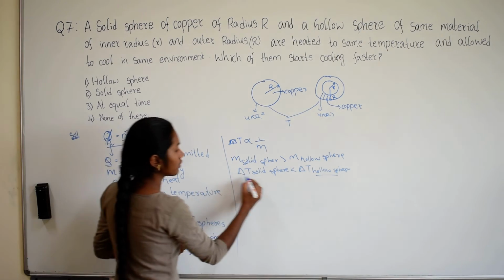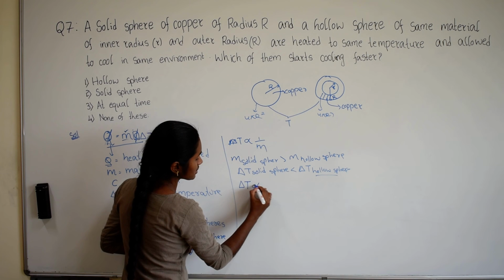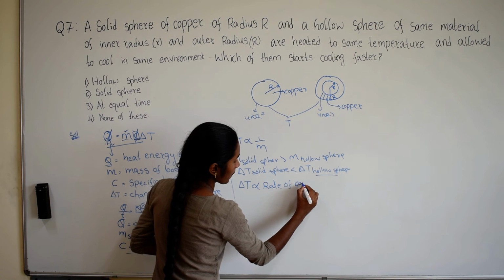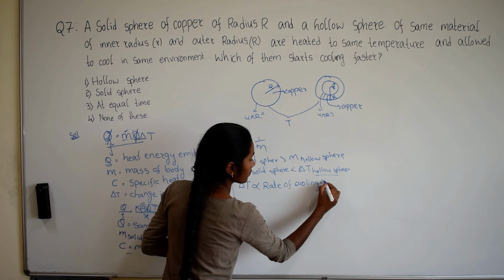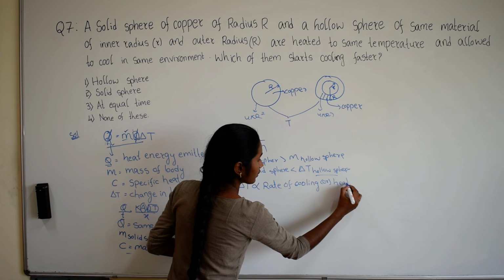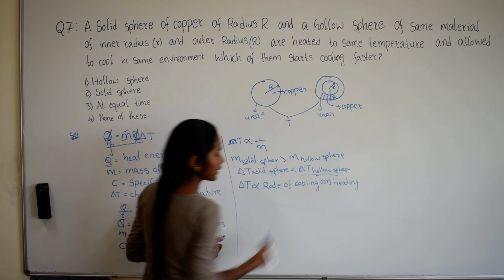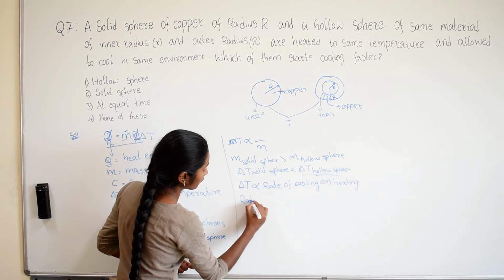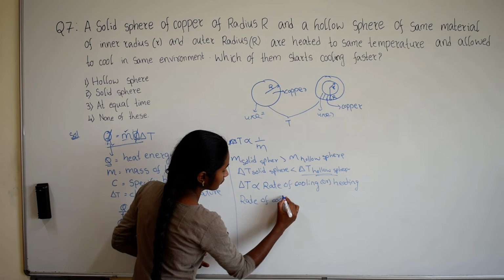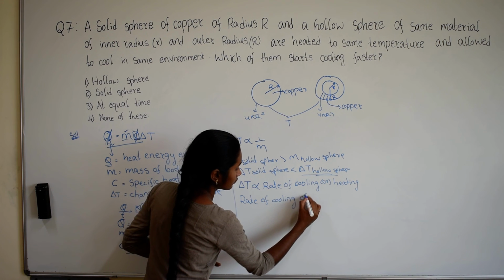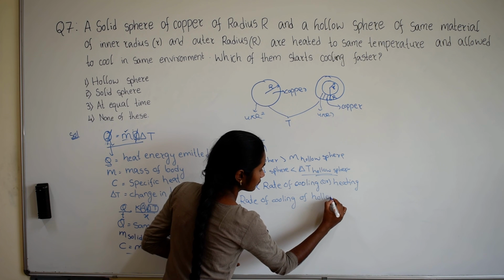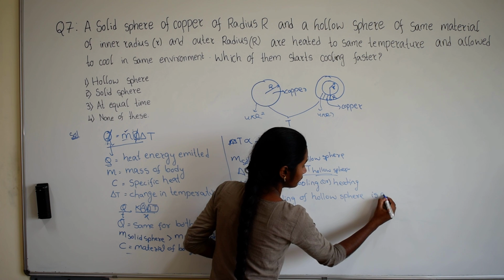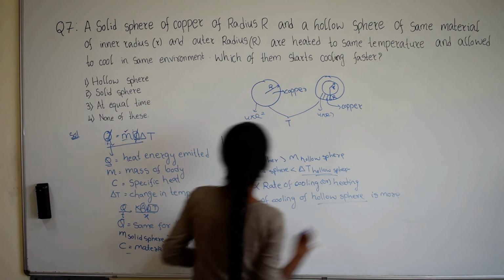So the change in temperature is directly proportional to the rate of cooling or heating. Here ΔT, the change in temperature of the hollow sphere, is more, so the rate of cooling of the hollow sphere will be more. So this is the answer. The hollow sphere is the answer.